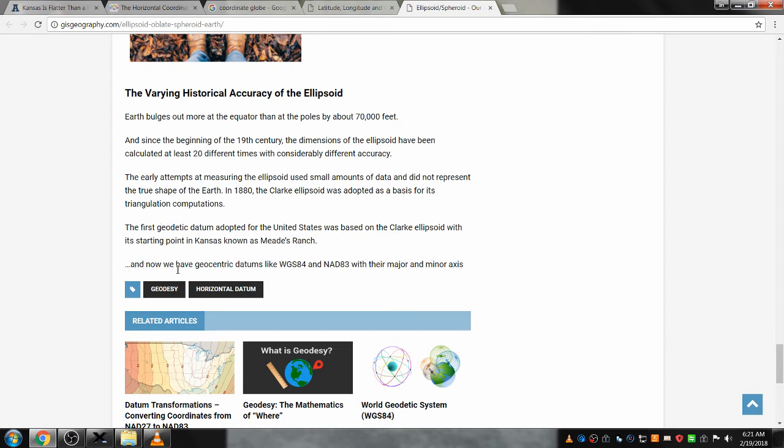And now we have geocentric datums like WGS84 and NAD83. Geocentric datums.